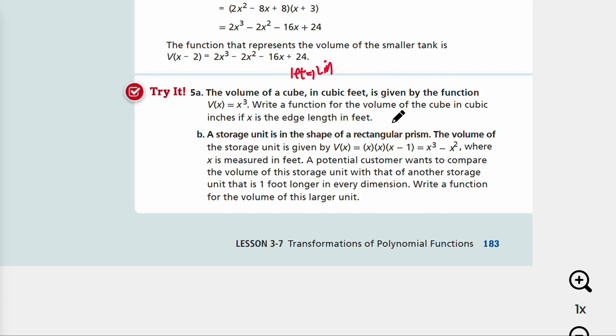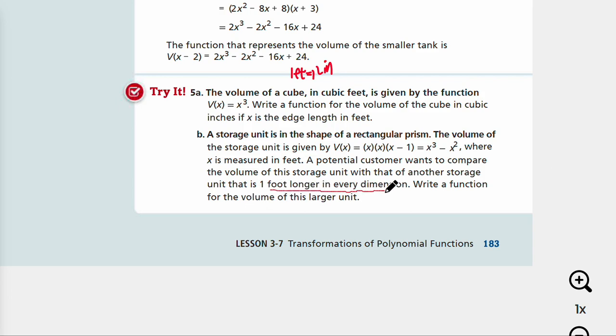and figure out the new equation. Part B, a storage unit is in the shape of a rectangular prism. The volume of the storage unit is given by V of x is equal to x times x minus 1, which is equal to x cubed minus x squared, where x is measured in feet. A potential customer wants to compare the volume of this storage unit with that of another storage unit that is 1 foot longer in every dimension.